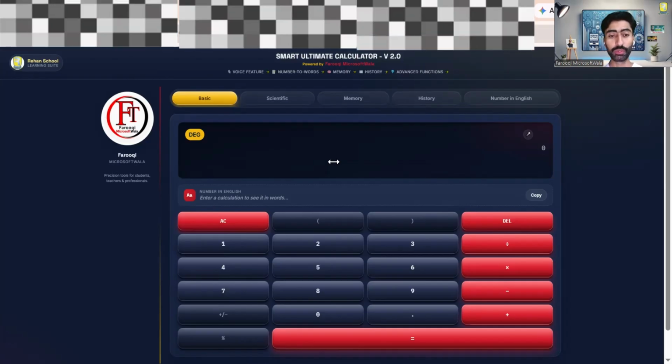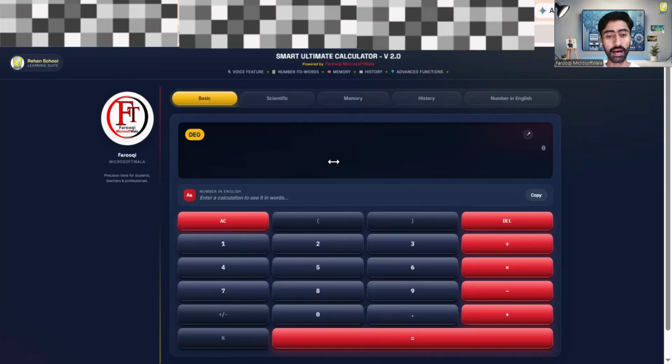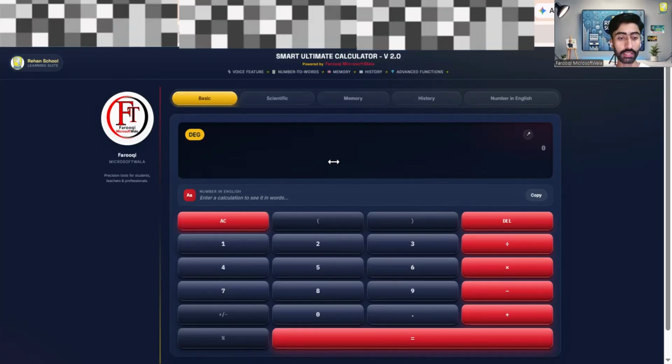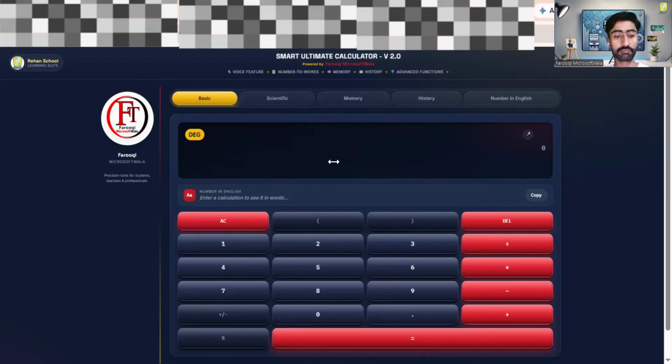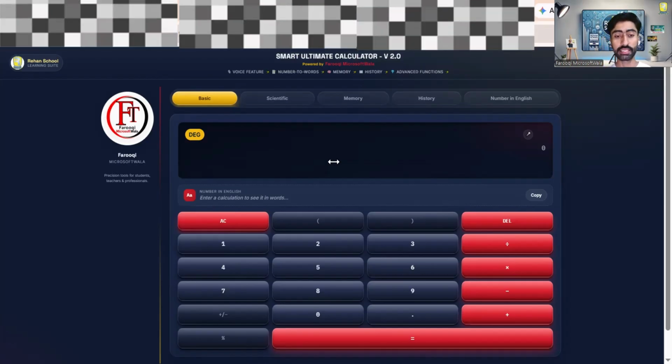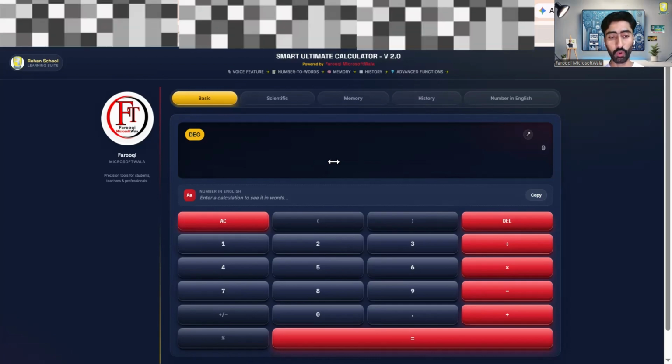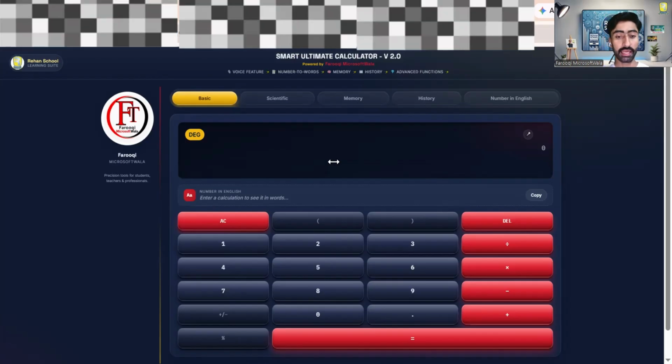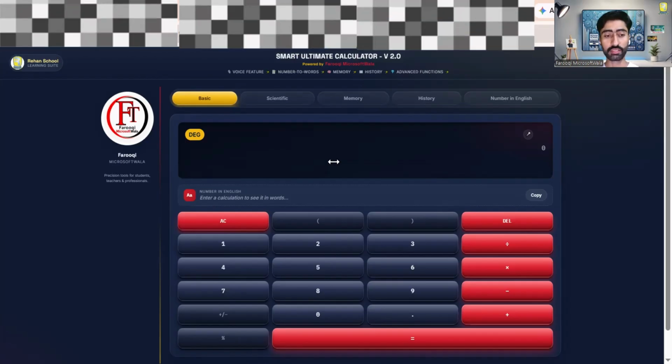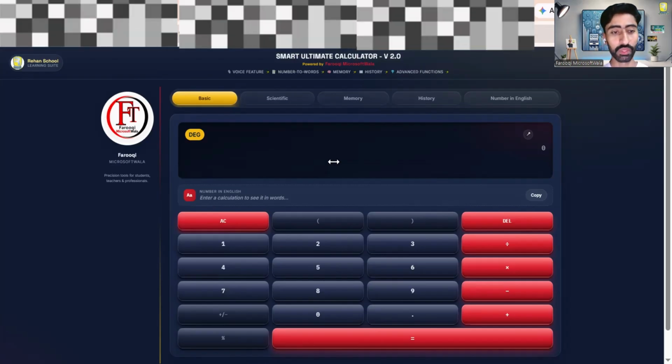Today I am going to introduce you to Smart Ultimate Calculator version 2.0. This is not just a basic calculator, it is designed with several useful and smart features that make calculation easier, faster and more interactive. In this calculator, we have different modes and features including basic calculator, scientific calculator, memory, history, numbering words, smart error detection, formula assistant, and voice command. So without wasting any time, let's explore these features one by one.